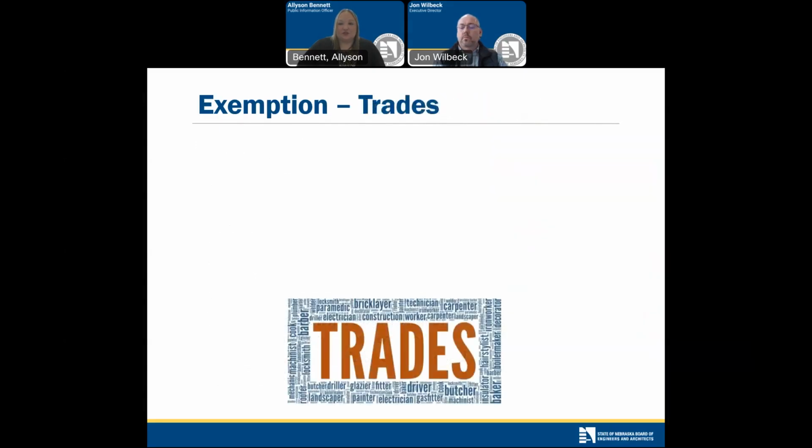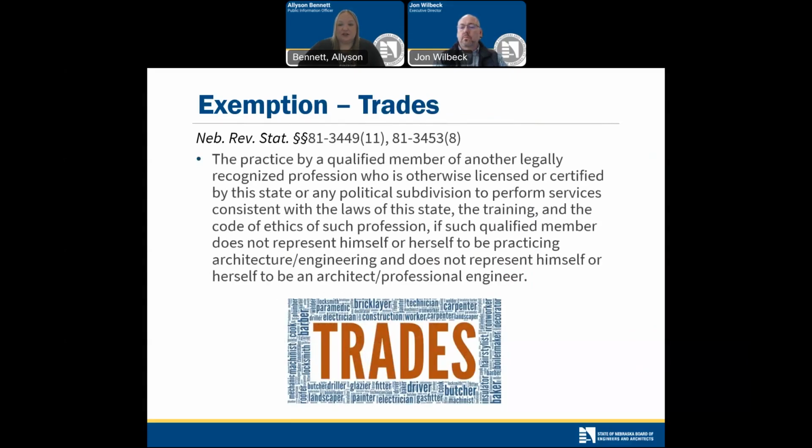All right, so the next exemption we're going to look at is trades. State statute identifies other legally recognized trades as exempt from requiring licensees. So for example, a licensed mechanical, electrical, and plumbing tradesperson doing work within their scope who is competent to do that work would be exempt from the act, meaning you would not be required to retain a professional engineer to design that work. And this only applies to mechanical, electrical, and plumbing design.